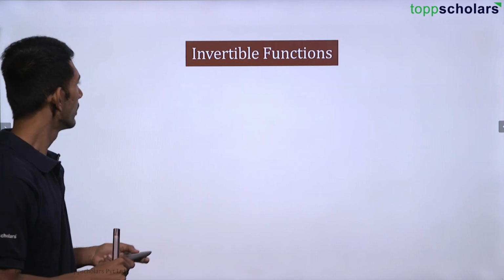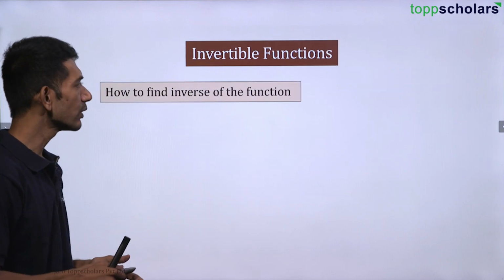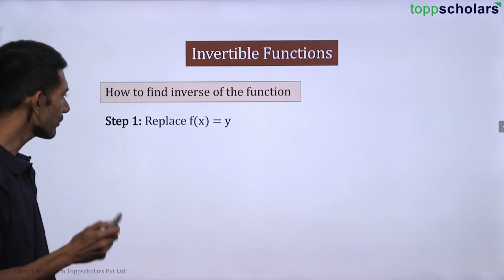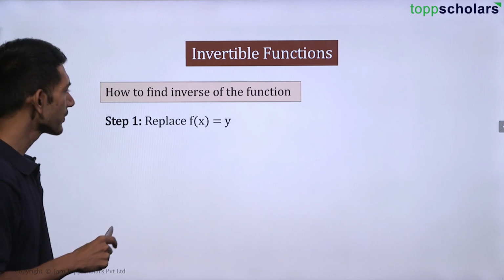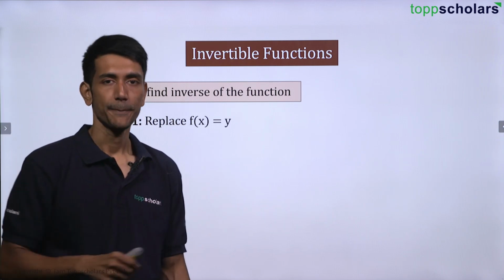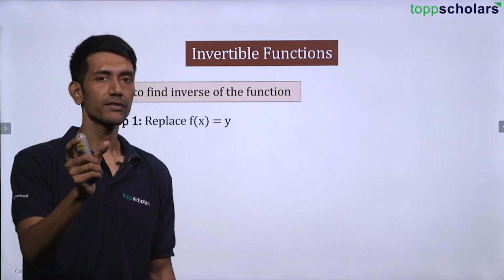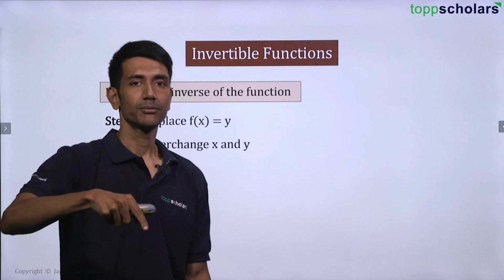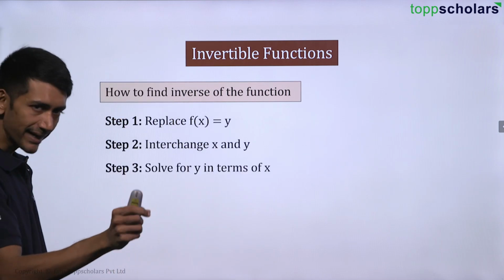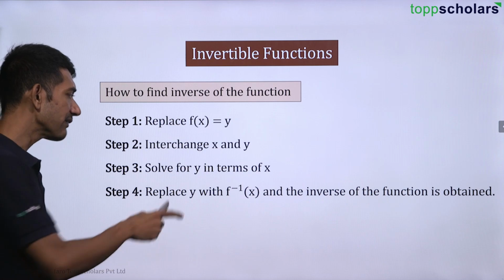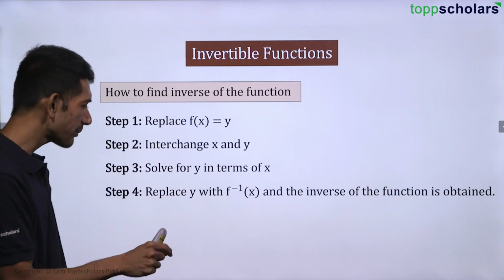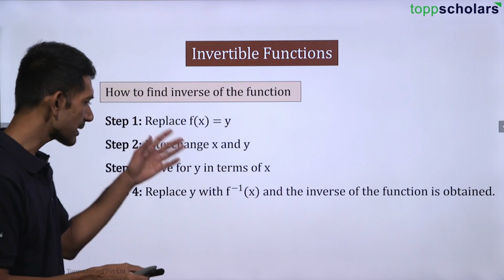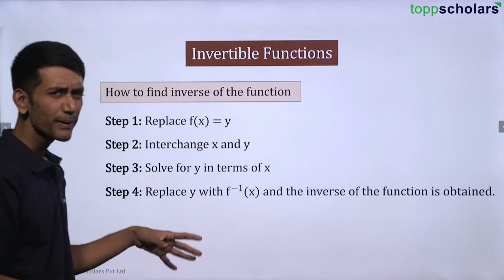Let's continue. So how do we find the inverse of a function? Let us try to understand how we get the inverse. To find the inverse of the function, the first step is you replace f of x with y. Whatever f of x is given to you, you replace that with y. Then you interchange x with y. Then you solve for y in terms of x. And then finally, you just have to replace y with f inverse and the inverse is obtained. So I hope these steps are clear. You'll get to know this better once we solve problems.